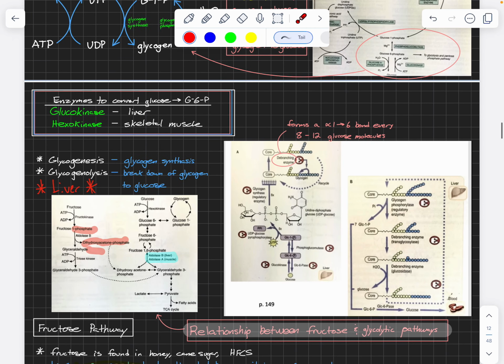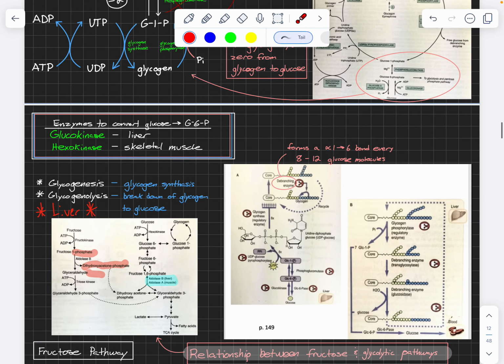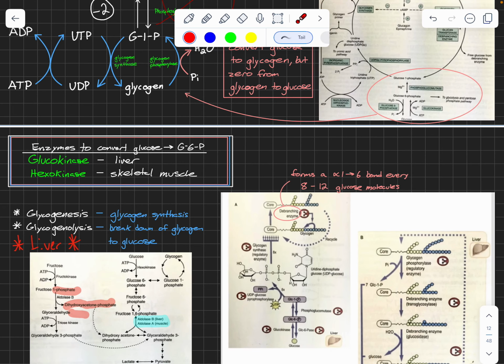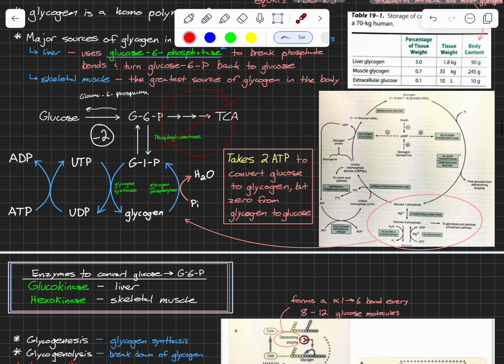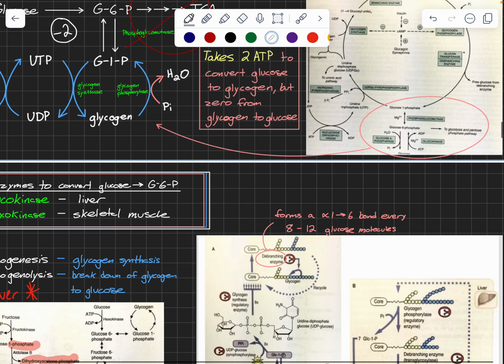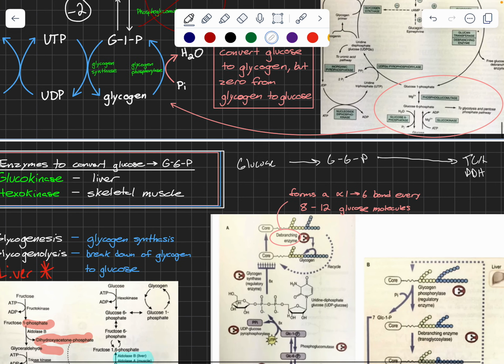And then we do have just some smaller fun facts that we need to talk about right here. So the liver can also break down glucose and turn it into G6P, kind of like in a similar example up here. So instead of going back from G6P to glucose, we're going to go from glucose to G6P, and then eventually downstream, TCA, PDH, whatever process we need to run.